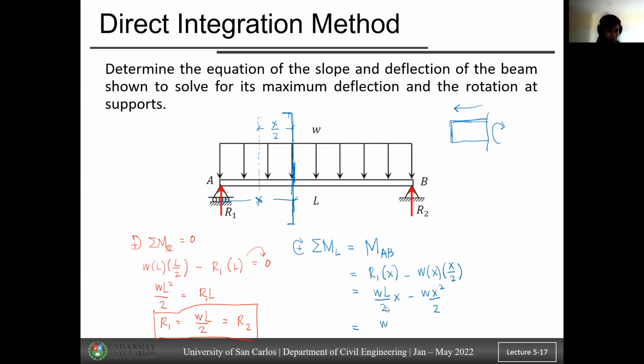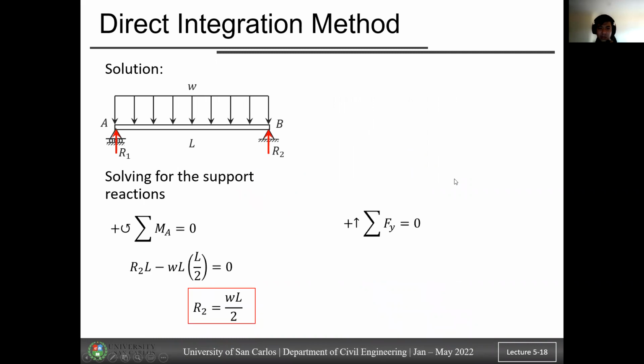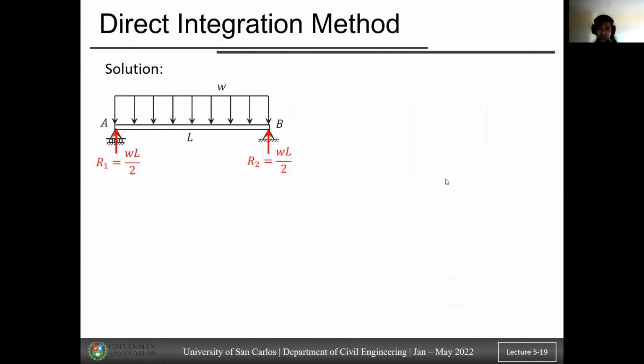So 1/2 WLx minus 1/2 Wx squared. Okay, and this particular moment that we have solved, this will be used in the double integration method or the direct integration method. So this will be our moment sa katong equation presented earlier, katong ganing double integral, katong M over EI. Okay, so this would be the solution for the reactions, and then this would be the solution for the moment.